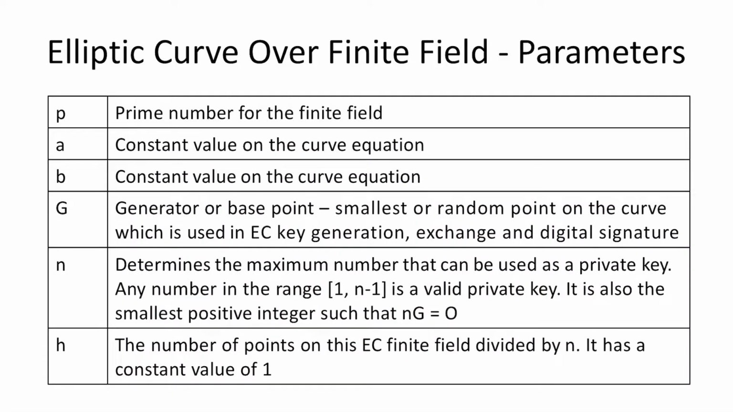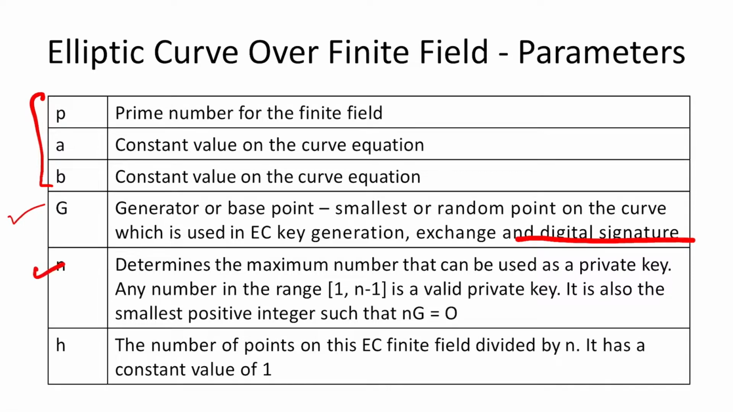Let's look at some important parameters for elliptic curves over finite fields. We just looked at the first three of these. P is the prime number for the finite field, A and B are the constant values in the curve equation. Then we have a generator or the base point G. This is one of the valid points in the finite field. It is usually either the smallest point, or it can also be a random point selected from this finite field, which is used in public key generation, symmetric key exchange, and digital signatures.